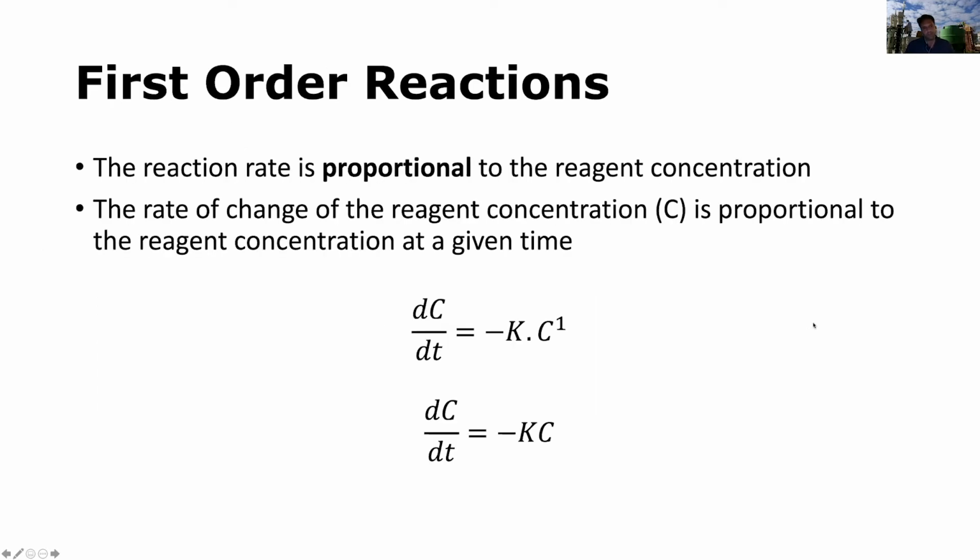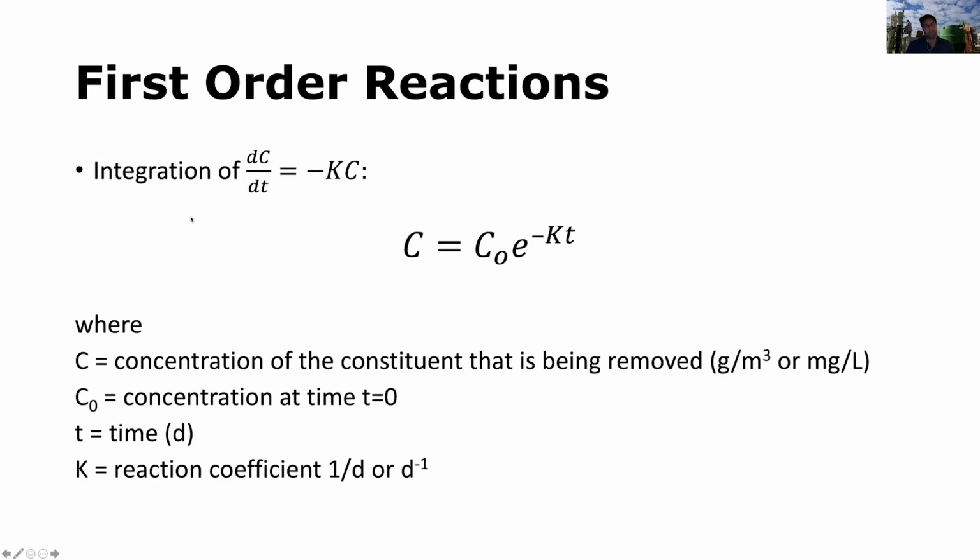For a first-order reaction, the reaction rate is proportional to the reagent concentration, and the rate of change of the reagent concentration is proportional to the reagent concentration at a given time. So dC over dt is equal to negative k times C raised to the 1. In other words, it's equal to negative kC. If we integrate this equation, we get the solution C equals C naught times e raised to the negative kt.